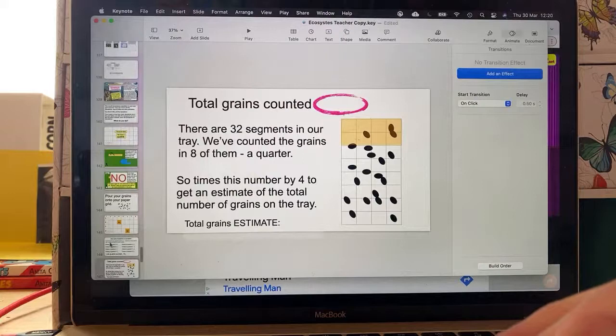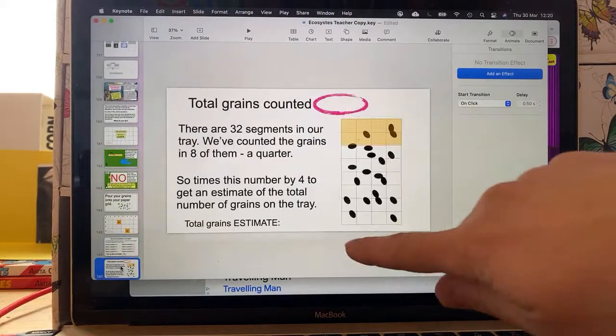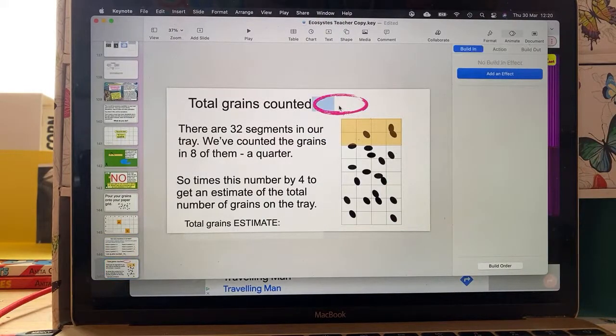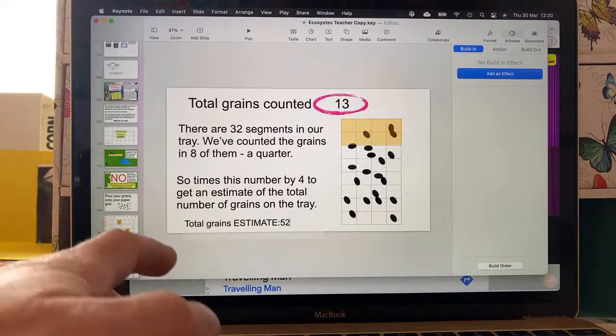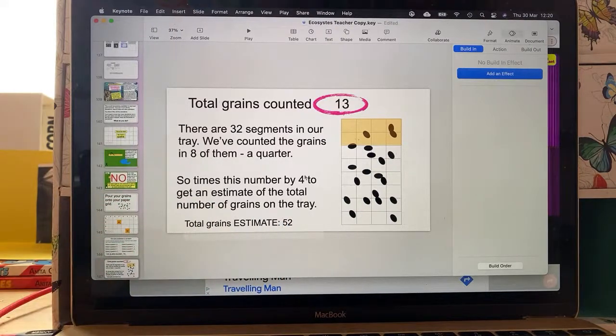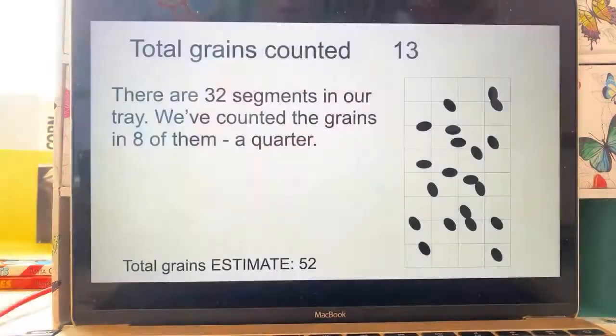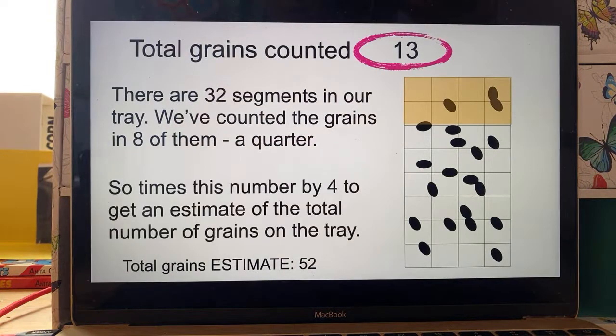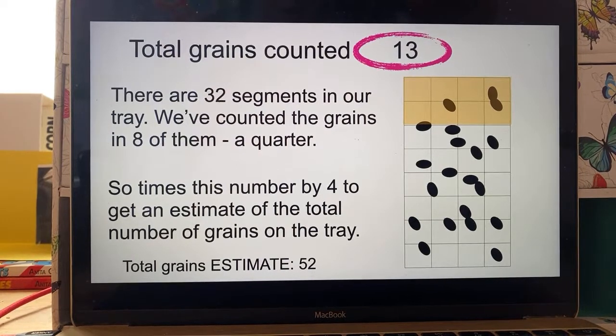So I was surprised, really, because the number that I counted altogether was only 13. So I do 13 times 4, and what's that? That's only 52, isn't it? Which isn't very good at all. It's not a very good estimate. But that is quite interesting, because I know that there's 100. You can count yours later.